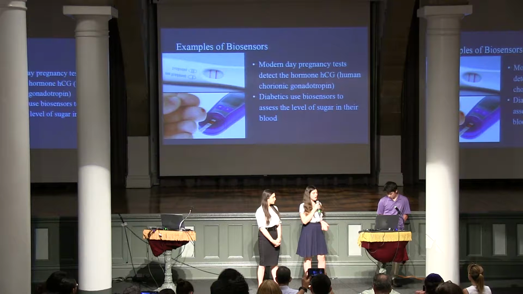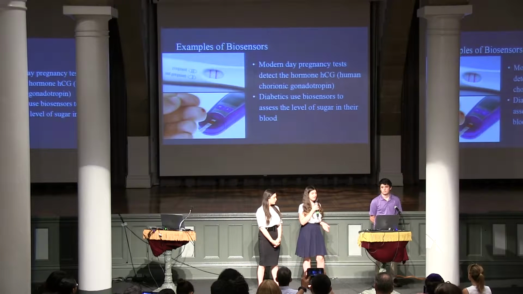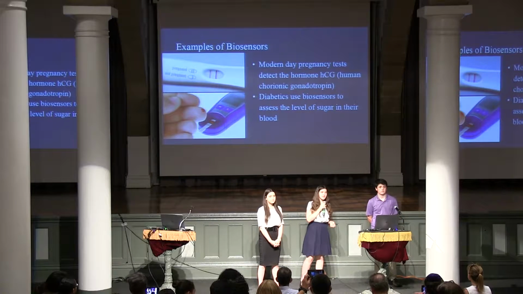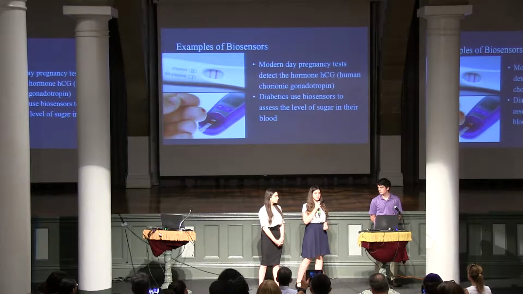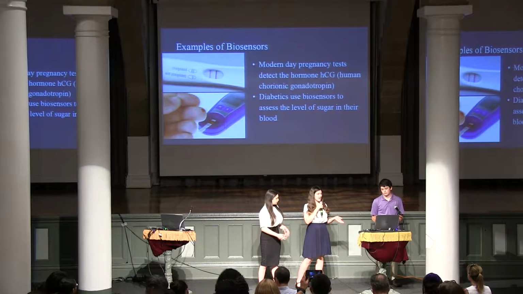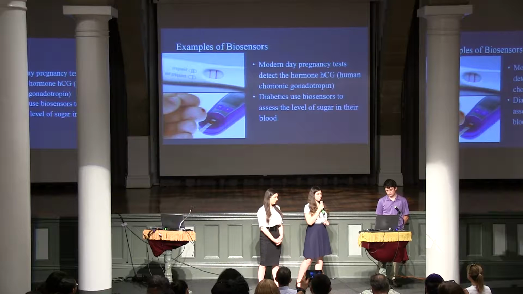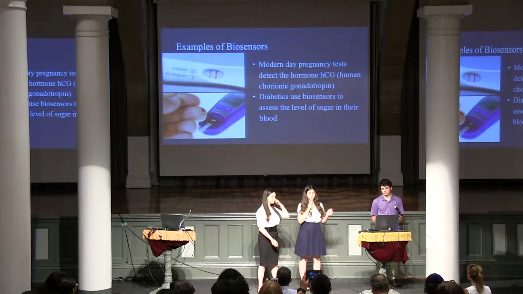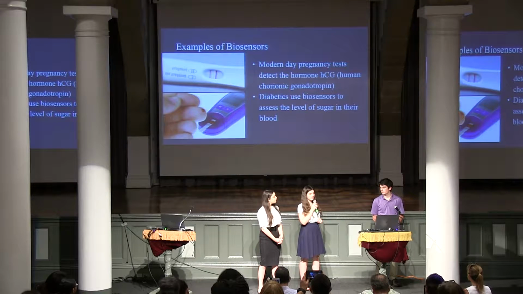Some examples of common biosensors present in our everyday lives are both pregnancy tests and glucose tests that diabetics use. Pregnancy tests use the bacteria that detects a pregnancy hormone, HCG, which then shows present as a pink line indicated by the bacteria. Glucose tests also use biosensors to measure the amount of sugar in the blood.